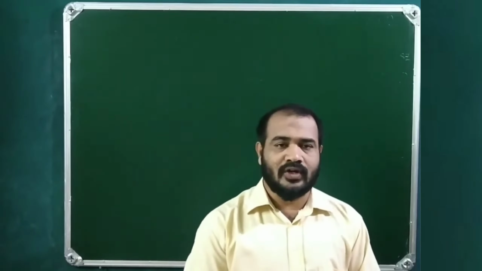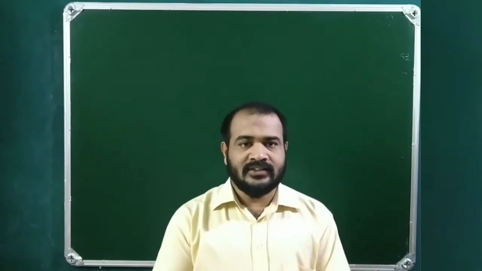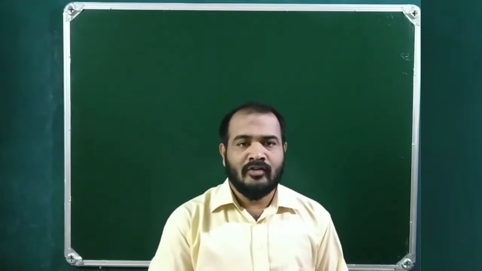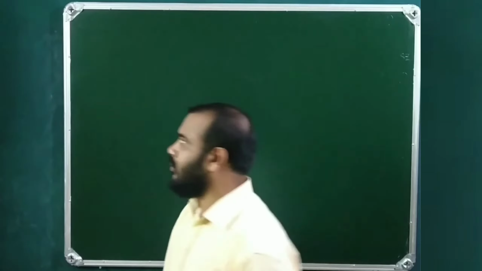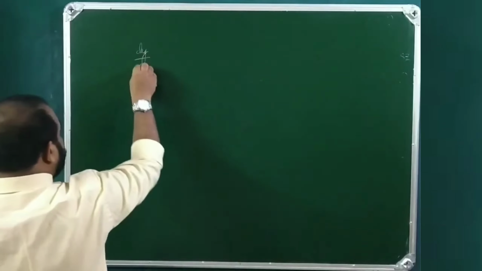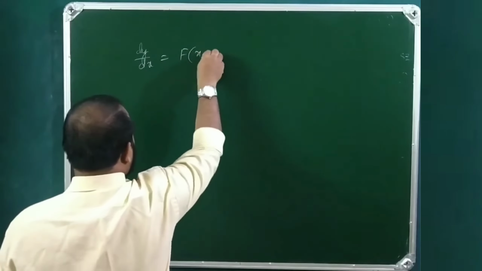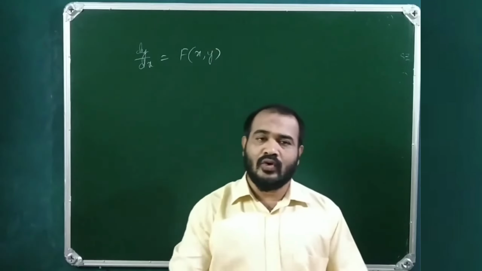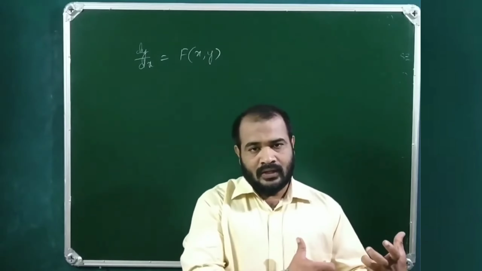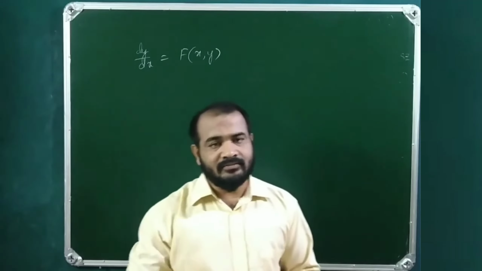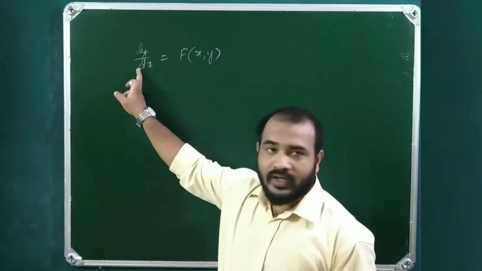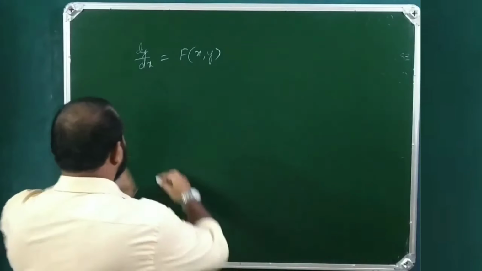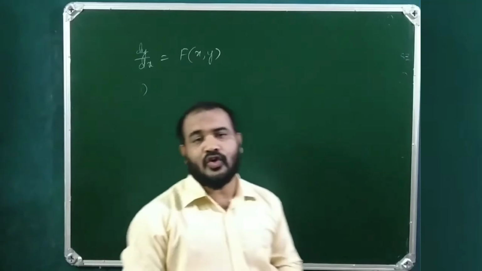We already know the first order and first degree differential equation contains dy by dx and the terms involving x and y. Therefore, the general first order and first degree differential equation will be of the form dy by dx is equal to f of x comma y, where f is a function of x and y. So throughout the session, we will be discussing the first order and first degree differential equations only.